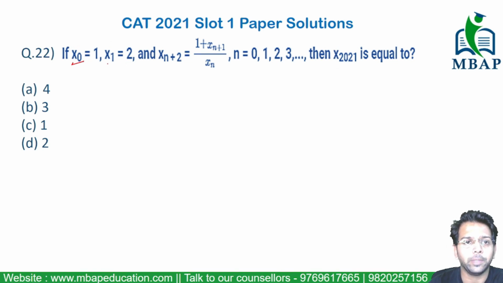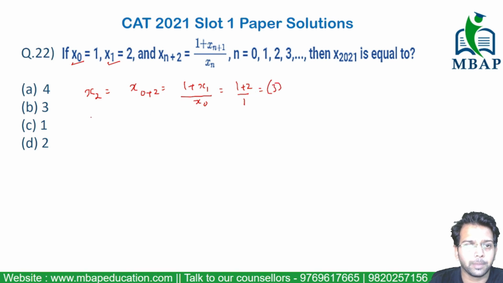So x0 has been given to me, x1 has been given to me. Let's see if we can find the value of x2. Now x2 will be x(0+2), which is (1 + x1) divided by x0. x1 is given as 2, so this becomes (1 + 2) divided by 1, which is 3. Similarly, let's find the value of x3. x3 will be x(1+2), which is (1 + x2) divided by x1. x2 you got as 3, so 1 plus 3 divided by 2 is 4 by 2, which is equal to 2.